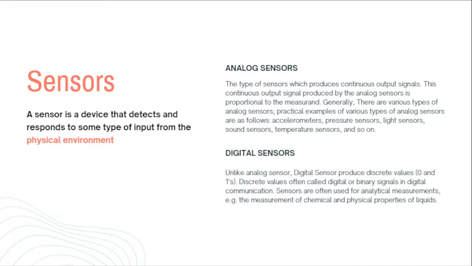What are sensors? Sensors are devices that connect and respond to some type of input from the physical environment. Physical environment as in temperature, humidity, etc. There are two types of sensors, mainly analog and digital. What is analog? Analog sensors can measure continuous data, like it can go from 0 to 1000 with continuity. What is digital? Digital gives only two values, 0 or 1.